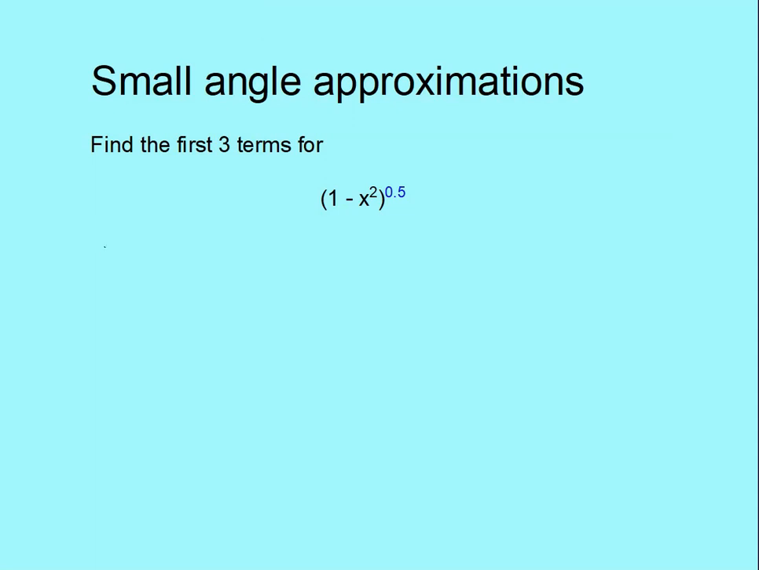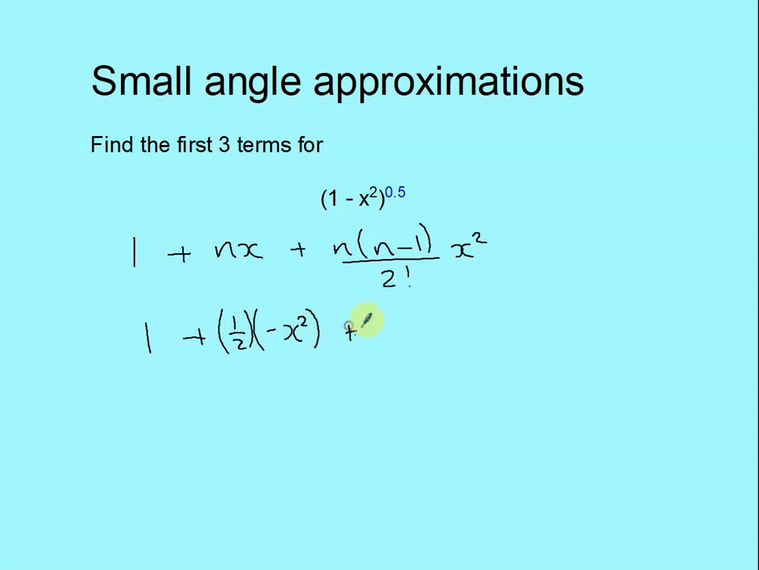So because it's non-integer, we have to use the alternative formula, which I'll write down. So 1 plus nx plus n minus 1 over 2 factorial x squared. So we've got 1 plus n, which is a half, x, which is minus x squared. So then we have a half, take away 1, we have minus a half, 2 factorial is 2, and we have minus x squared, squared.